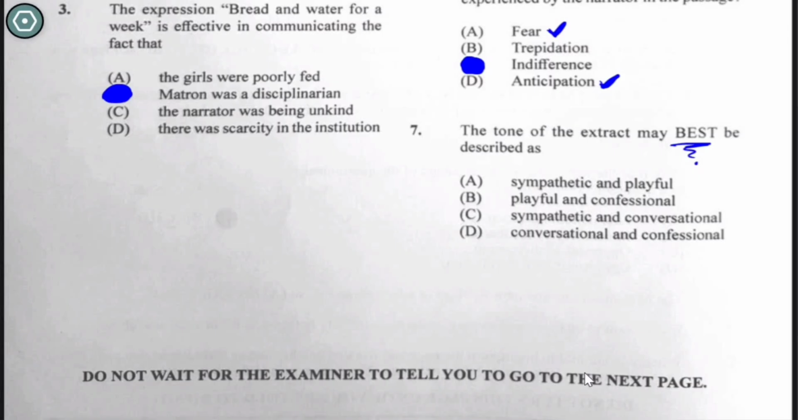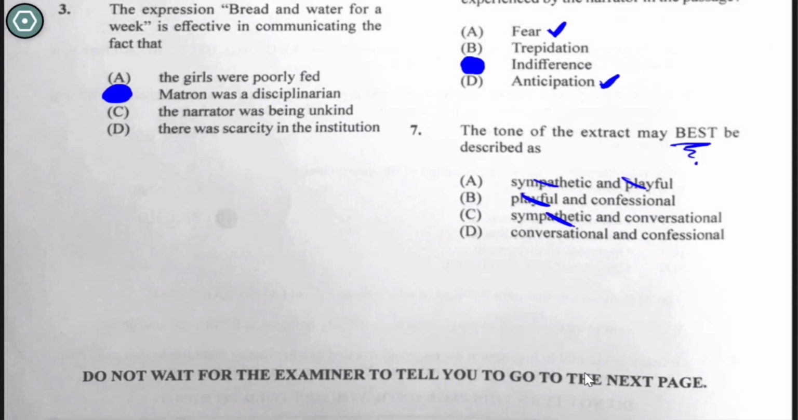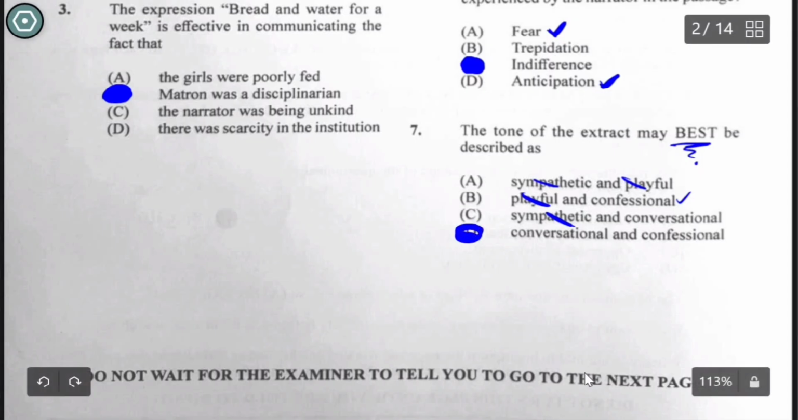So the tone of the extract may best be described as, alright, I see sympathetic here, and anywhere I see sympathetic and playful, I know for a fact that it isn't. So first I look for repetitions in the multiple choice answers. So if I see sympathetic or playful in an answer, I will cross them out. And here we have playful and sympathetic. Usually that works out very well for me. Playful and confessional, definitely confessional. Conversational, that's the only one left. So the answer for this is D, conversational and confessional.